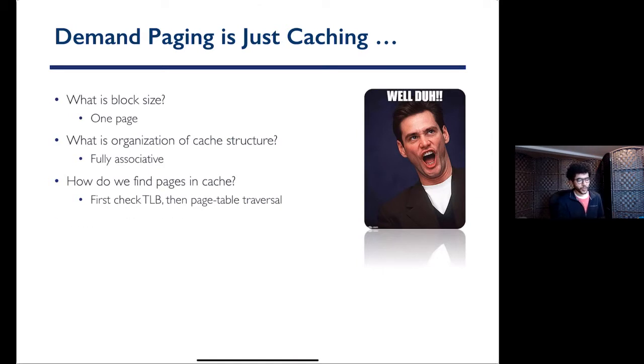If we are using a page table, then the TLB, which was the cache of the page table, is also going to be used to find the data that we're looking for.